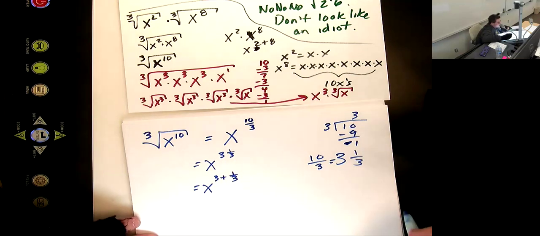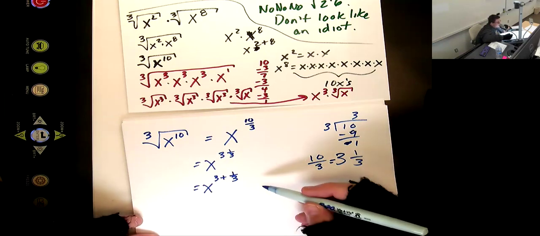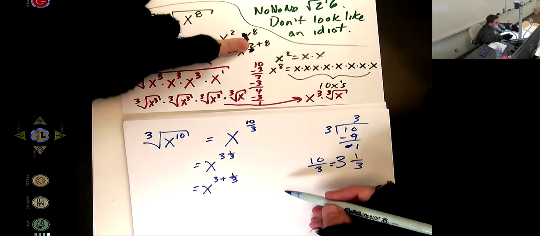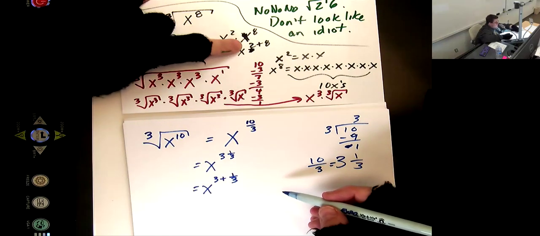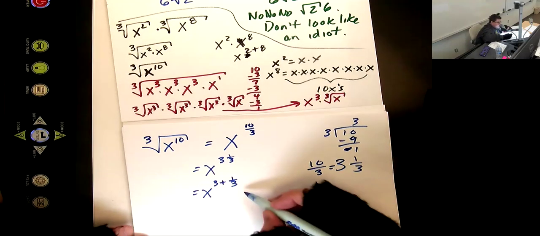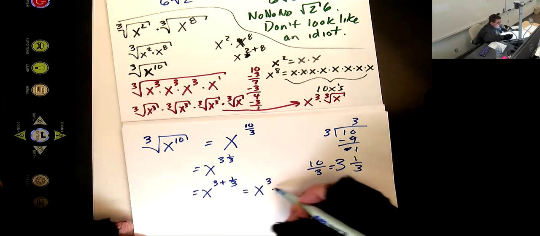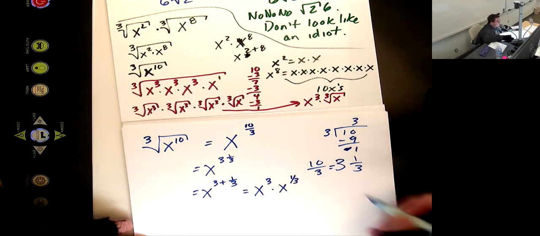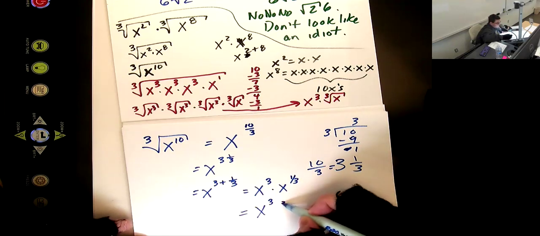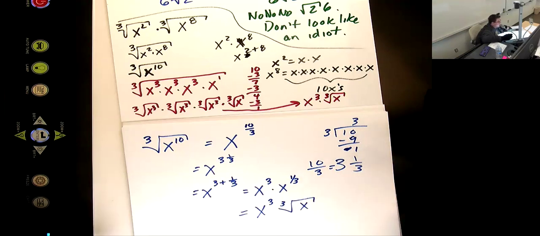Three and 1/3 really means 3 plus 1/3. We don't show the plus, and you don't need to show the plus. The only reason I'm doing it is because we saw plus can be pulled apart. I can make it two different things. This is x cubed times x to the 1/3. And now x cubed root of x.